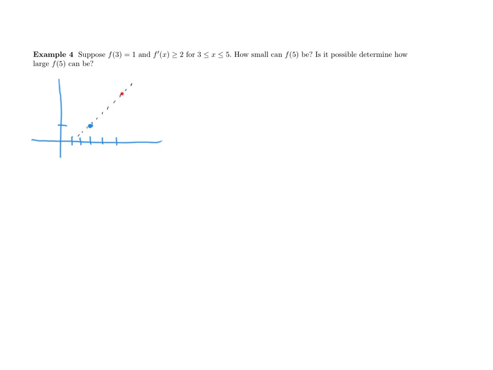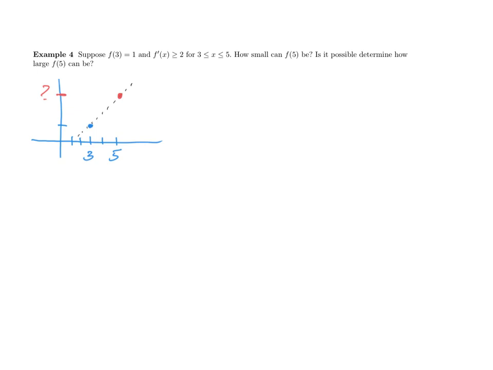Now the question is, using this information, can you actually figure out, well, I don't know what the function is, there's a lot of choices. What's the smallest y value that this function could equal at 5? So we're starting at 3 and we're ending at 5. The smallest would have to be here, whatever this is equal to. One way you can get this number nicely is by using the mean value theorem. So here's what I mean.